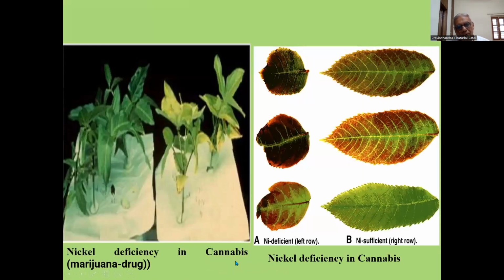The nickel deficiency in cannabis, marijuana, a drug plant. You can see that this is a deficient plant, and this is a healthy plant with nickel. Nickel deficiency in the lab-grown plant, whereas on the right side you can see the nickel sufficient plant. So it is also in cannabis, a marijuana drug plant, and people are taking it.